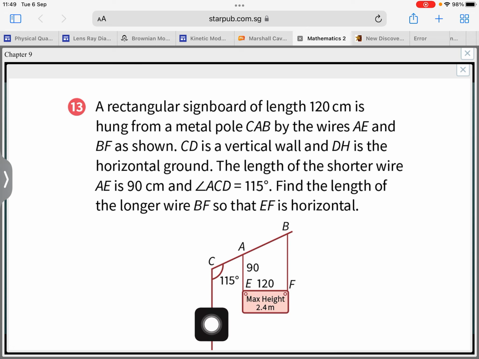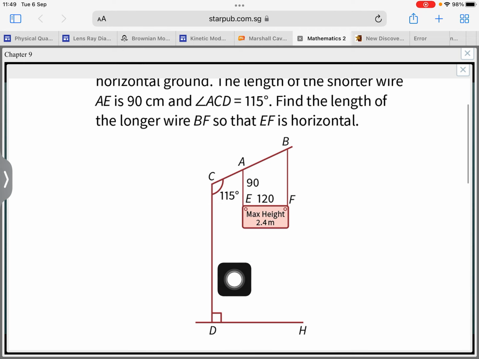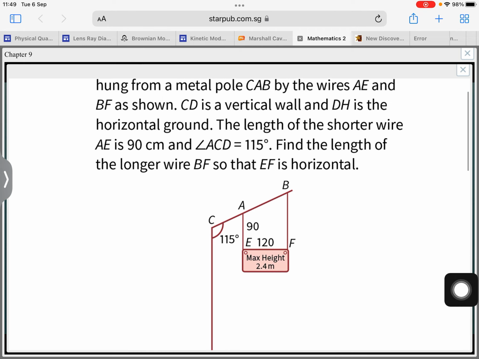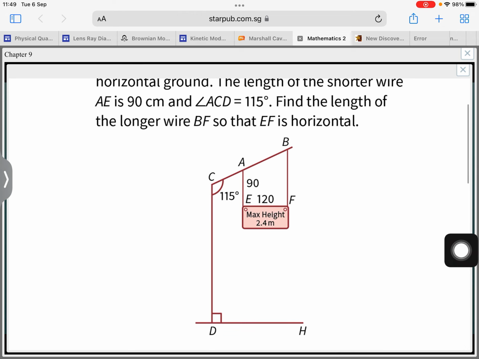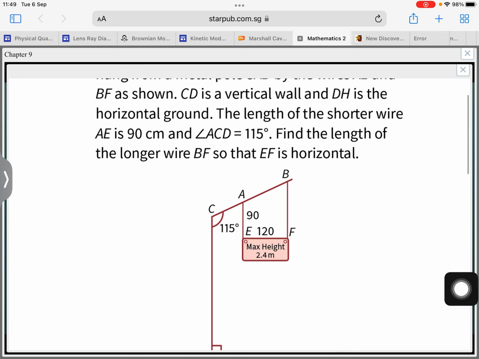They tell you that CD is a vertical wall, so this is a right angle. And DH is the horizontal ground, so here forms a right angle. Then the length of the shorter wire is 90, so this is 90. And here the angle ACD is 115. So they ask you to find the length of the longer wire BF, so that EF is horizontal.